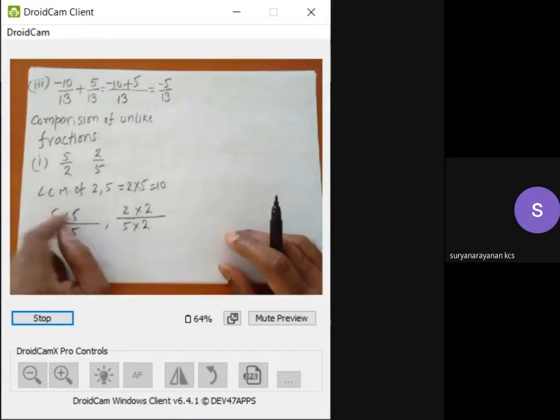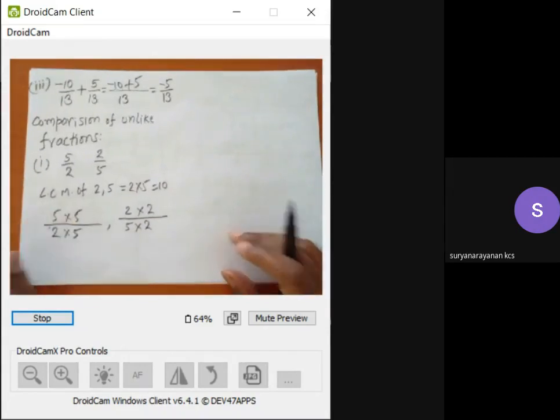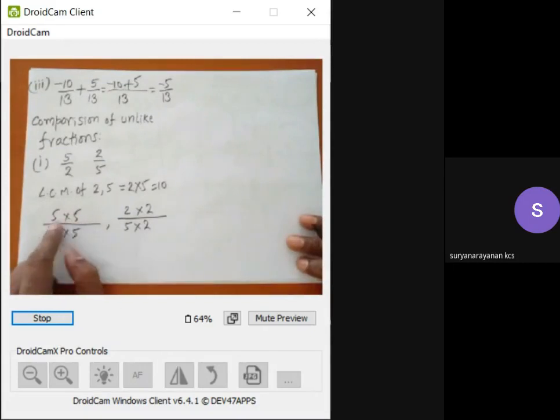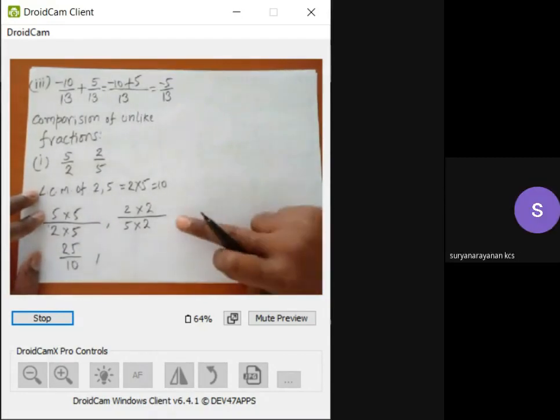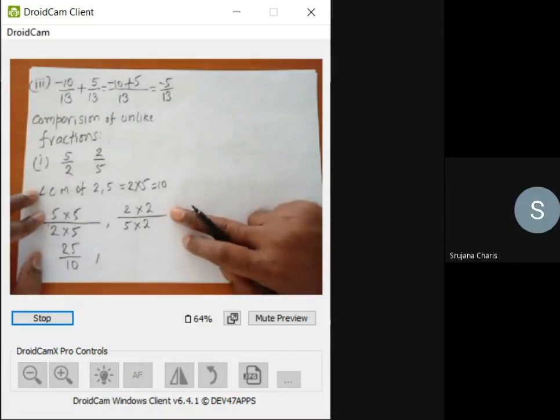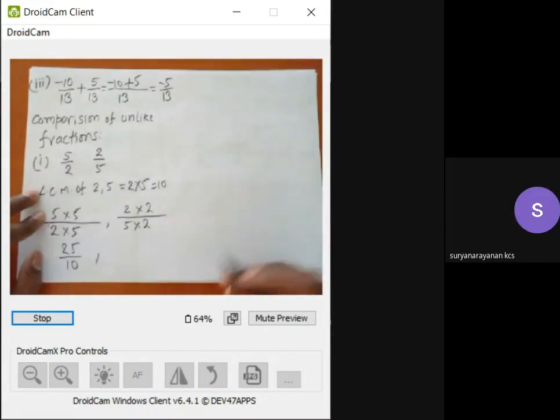Now let us write the first fraction. What do you get in the first fraction in the numerator? Sir, 25. 25 by what is the denominator? 10. Now come to the second fraction. What is the numerator in the second fraction? Sir, 4. 2 2s are 4. 4 by what is the denominator? Sir, 10.